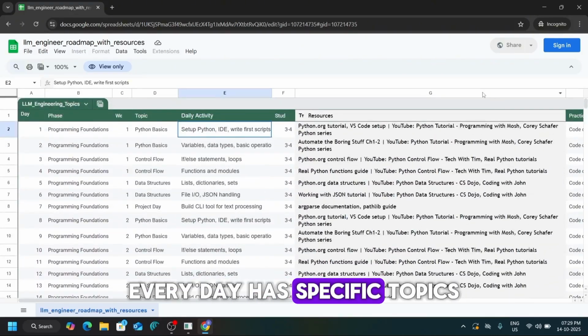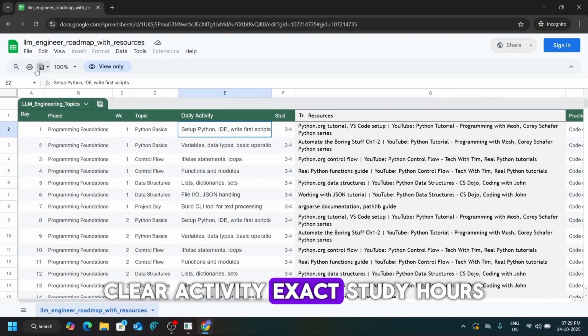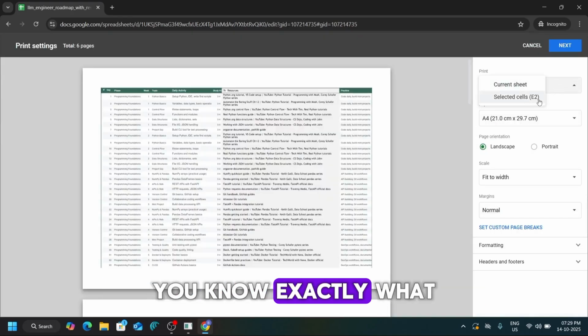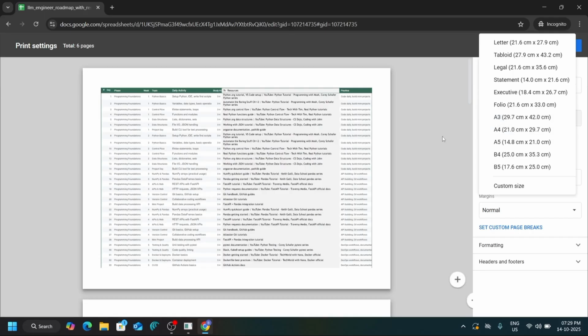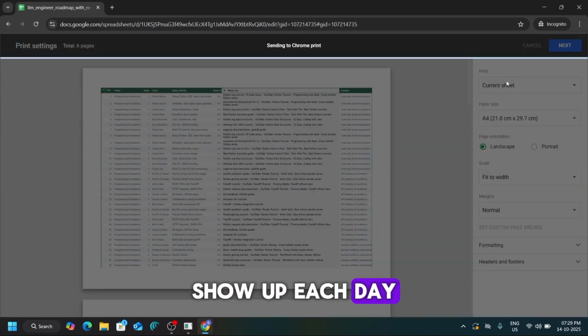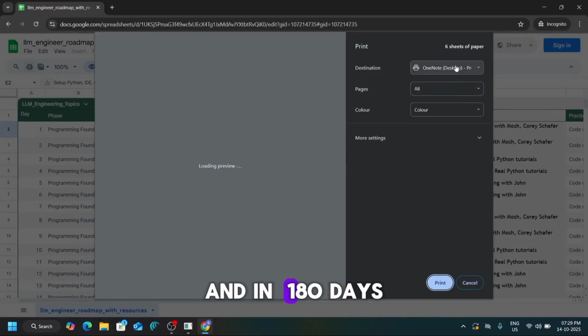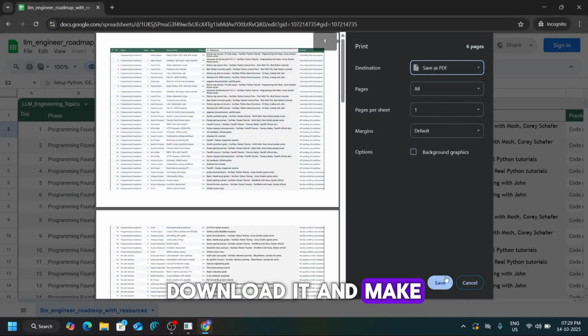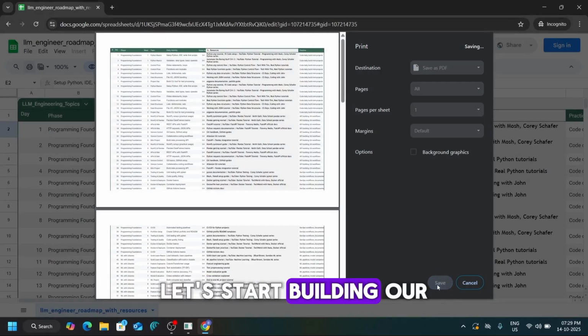Every day has specific topics, clear activities, exact study hours, resources, and hands-on practice. You know exactly what to do. This is your blueprint, your daily orders. Show up each day, follow the plan, and in 180 days you will wake up as an LLM engineer. Download it and make it yours. Let's start building our future together.